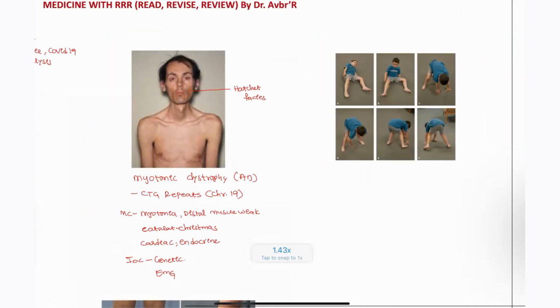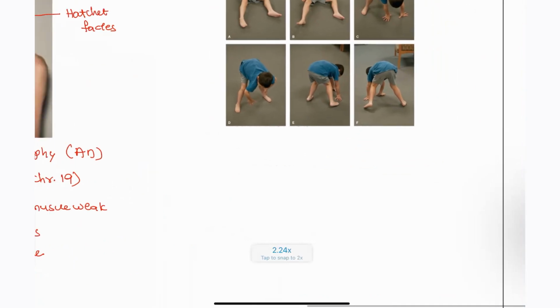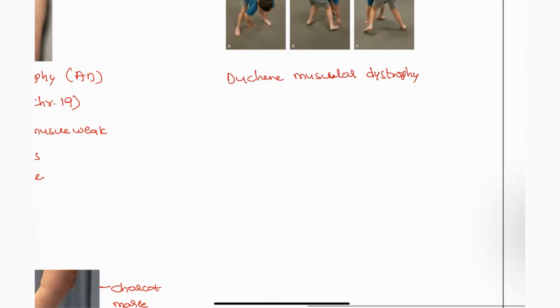Next, coming to another condition here, what is this condition, guys? This condition is known as Duchenne muscular dystrophy. Duchenne muscular dystrophy is commonly seen as a genetic condition, especially X-linked recessive.